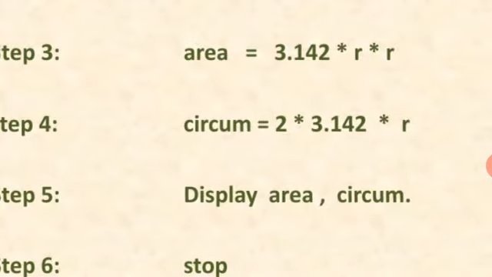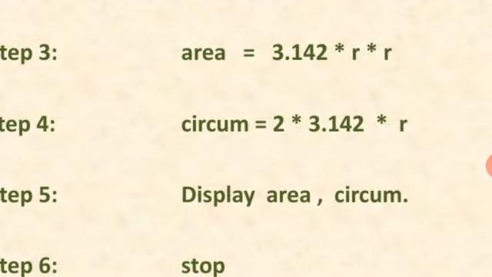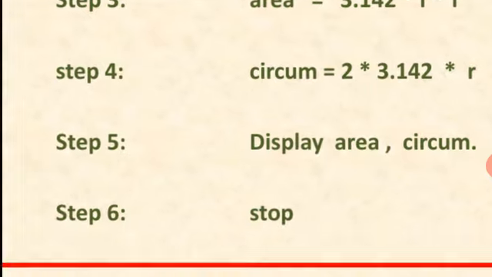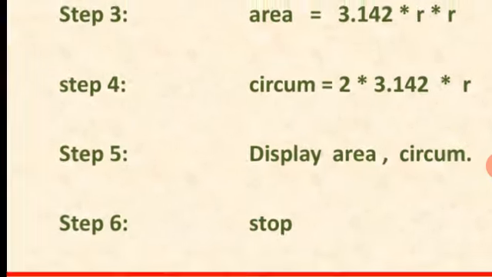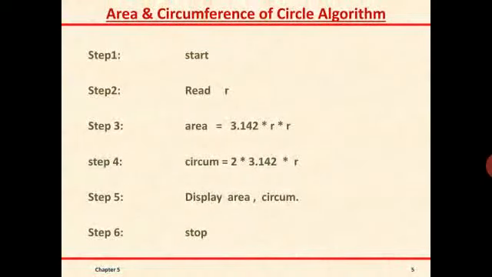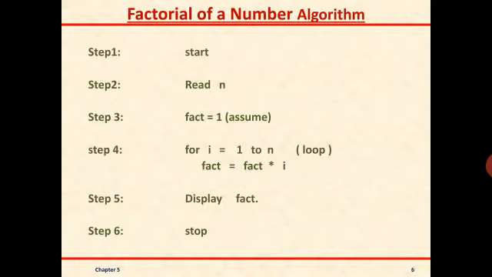Then step 5 is display the value of area and circumference. See here students, I have calculated two values, area as well as circumference. So I have to display area and circumference. Then finally I will say step 6 as stop. So in this way students, the more problems you solve, the more perfect you will become in writing algorithms. One more example I will be taking, that is factorial of a number.